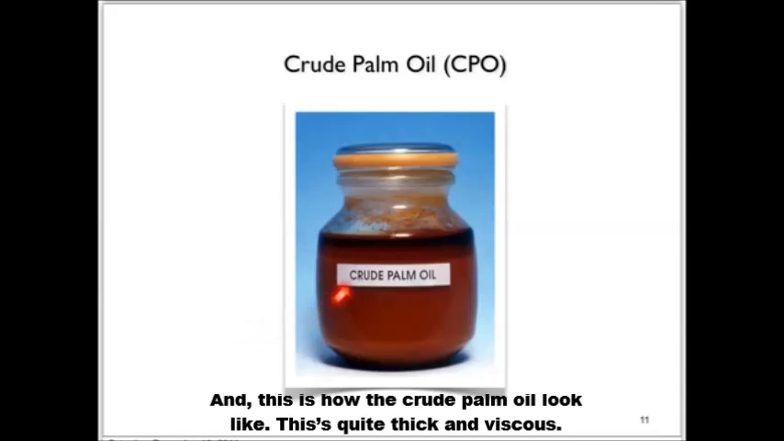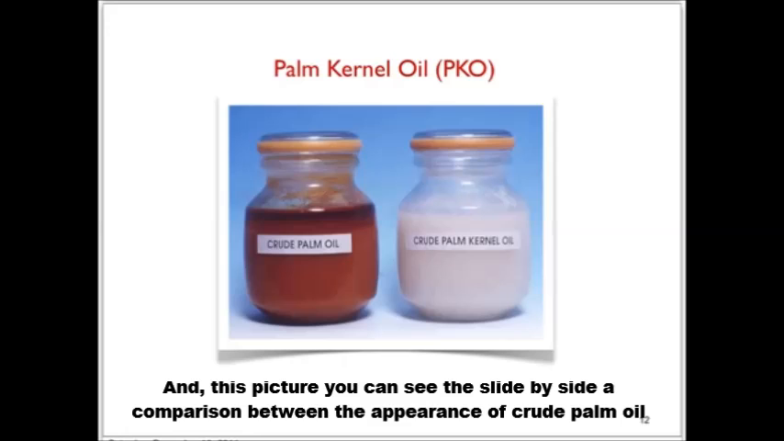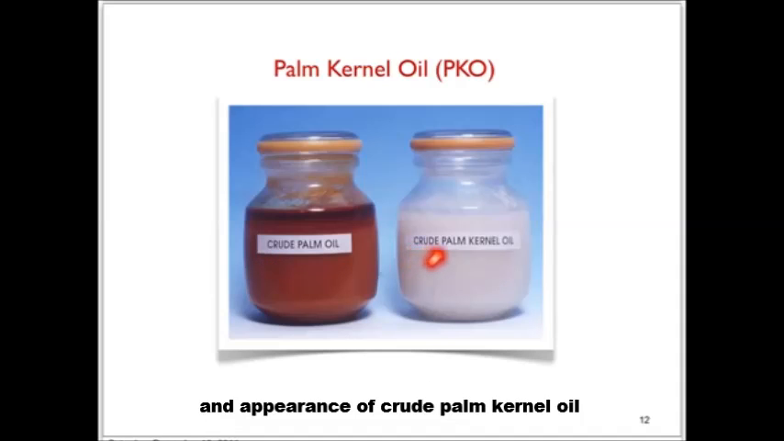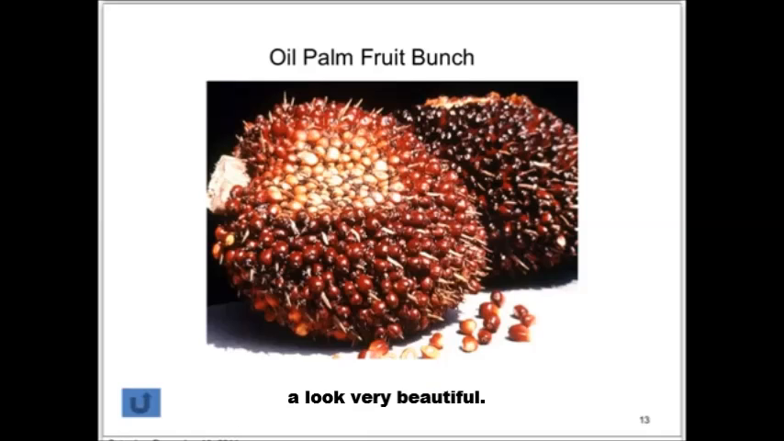And this is how the crude palm oil looks. It's quite thick and viscous, with a red or orange color. Actually it contains a rich amount of carotenoids. In this picture you can see a side-by-side comparison between the appearance of crude palm oil and crude palm kernel oil. And here again is a closer-up picture of the oil palm fruit bunch. Looks very beautiful, isn't it?